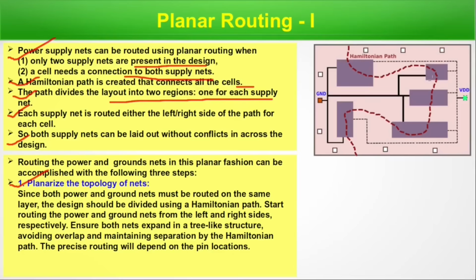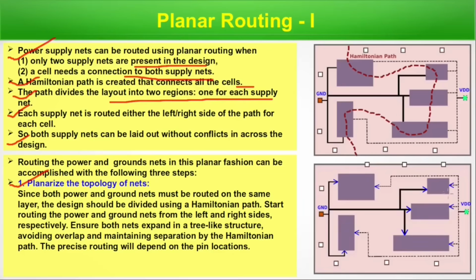This way, the Hamiltonian path is dividing the whole design into two sides. One VDD, here ground. They are connected to each block, although in between the Hamiltonian path is going. So this way connection is going on each side. We are done with this slide. We will move to the next slide.